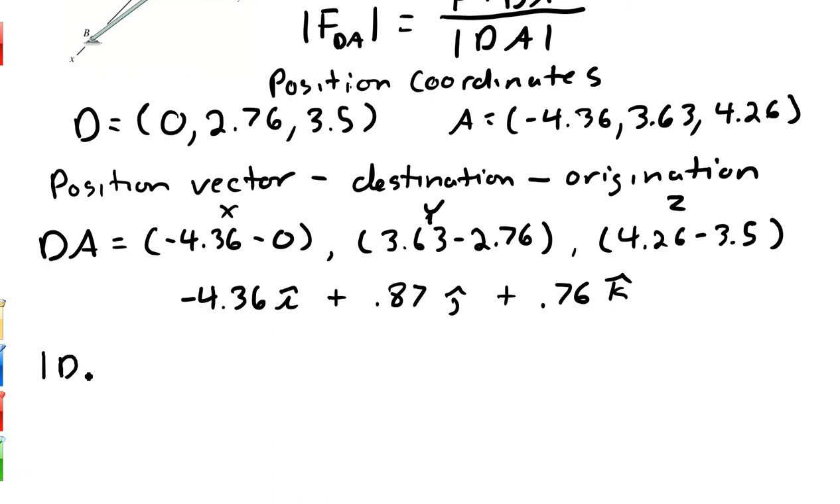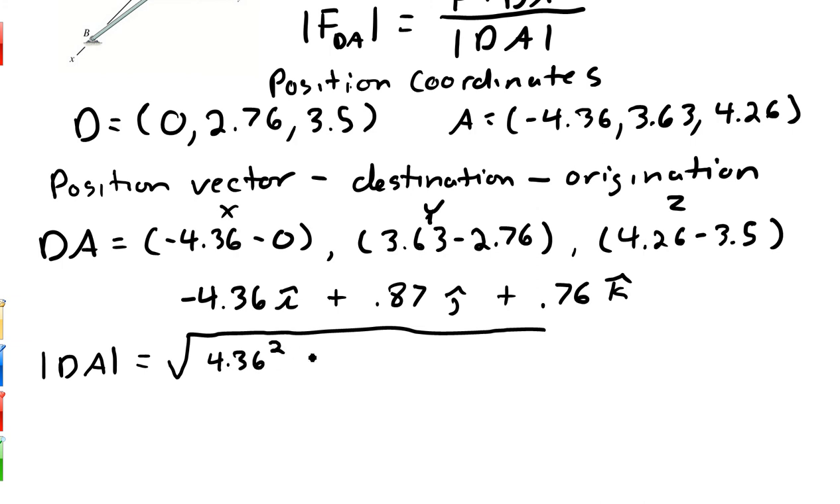So the magnitude of dA, that's the same thing as when we found the magnitude of the force, so it's just going to be a square root sum of squares. So we'll do the square root of 4.36 squared plus 0.87 squared plus 0.76 squared, and that's going to be equal to 4.51044. And remember that this negative becomes positive when you square it, so I just didn't even write it in there.